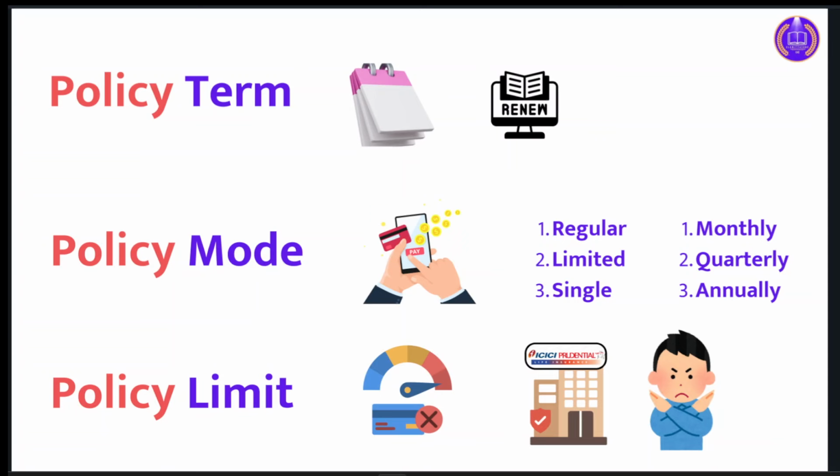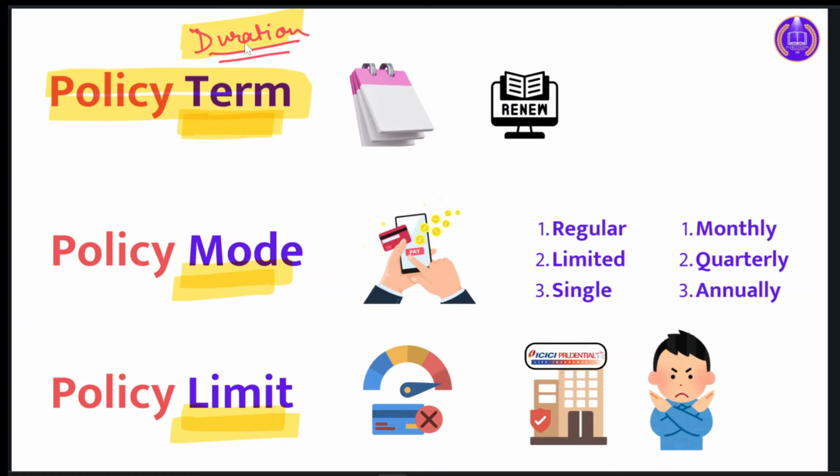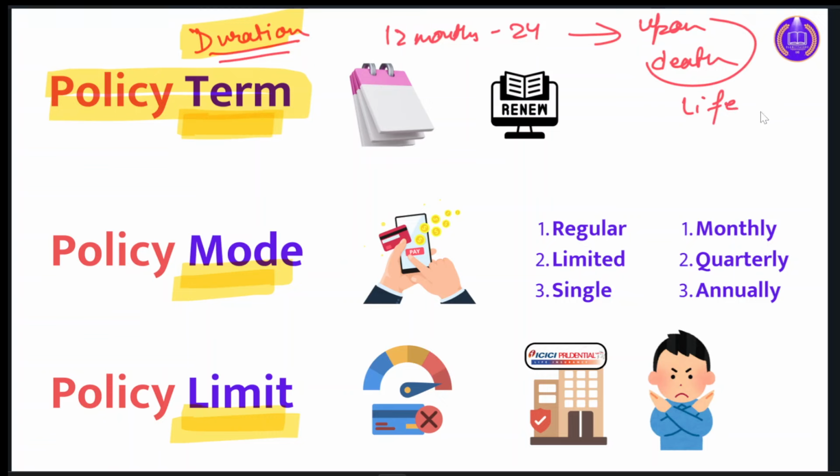Now next, in a policy we have policy term, policy mode, and policy limit. First, starting with the policy term. You can think of it as the duration of the policy or the insurance. The duration might be 12 months or 24 months, or it might be upon death in life insurance. After that, in life insurance, the policy ceases to exist. So this is the duration of that policy.